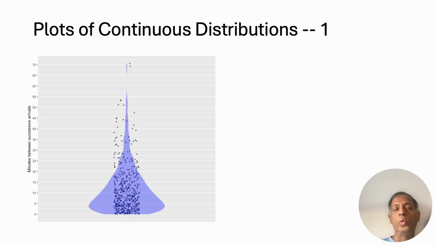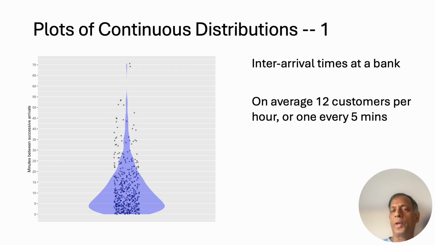So one thing we could do is, you remember we were doing the violin plot earlier, that gives an idea of the distribution. In this case we are talking about the inter-arrival times at a bank, meaning customers come to the bank and we are counting the amount of time that elapsed between one customer coming into the bank and the next customer coming into the bank. Let's say on average 12 customers land up per hour in the bank, or on average one customer comes every 5 minutes. Now this is a very common sort of distribution that is studied in statistics and in operations, and this is called the exponential distribution.